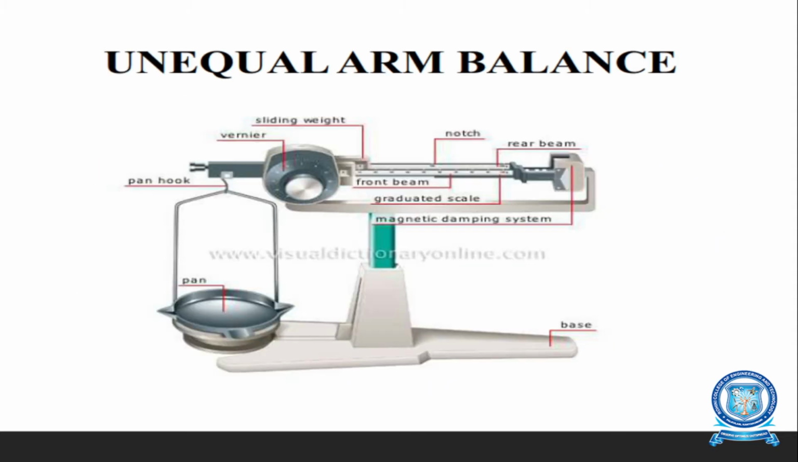Then the next one is unequal arm balance. This unequal arm balance is what we saw in a coconut weighing shop. The major disadvantage of equal arm balance is that it requires a set of weights which is at least as heavy as the maximum weight to be measured.